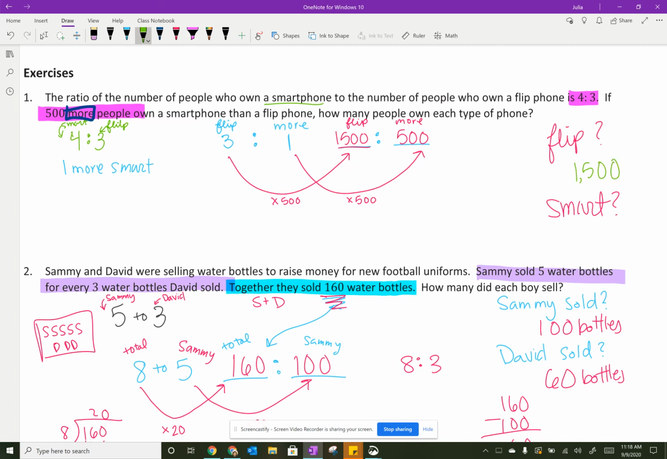And then for smartphones, I can just take my more. It says there's 500 more smartphones. So I just take my flip phones and add 500 to get my smartphones, which is going to be 2000. Awesome. So that is part 1.